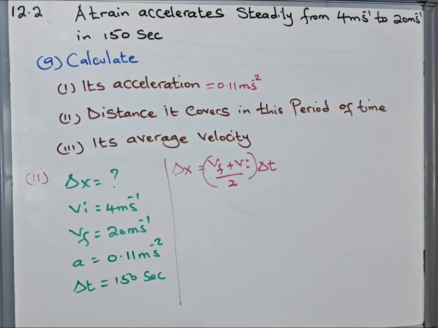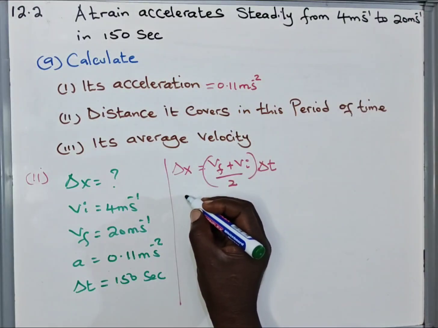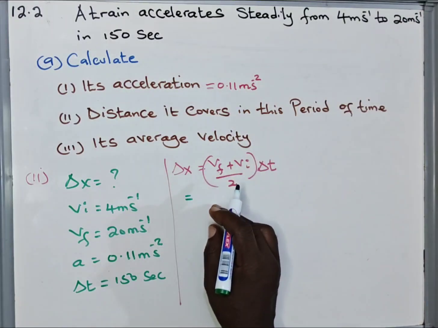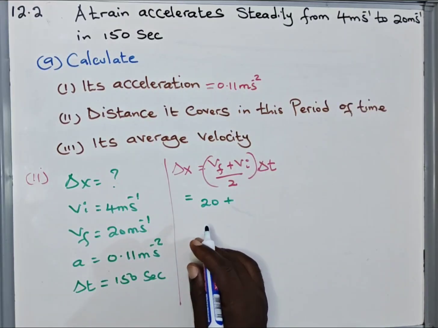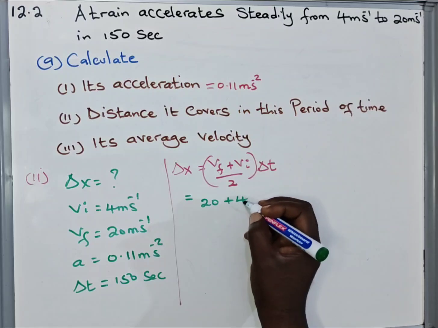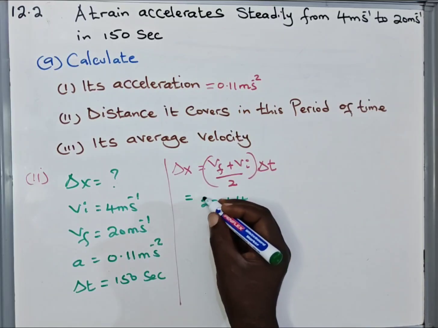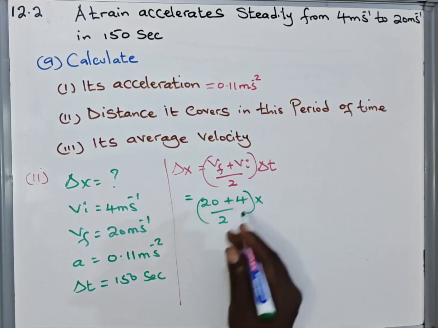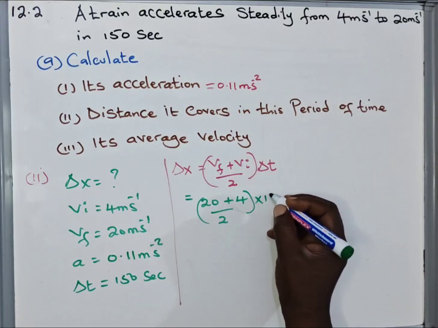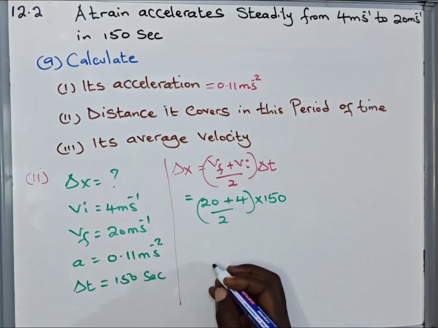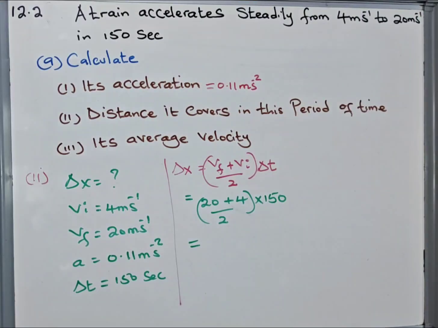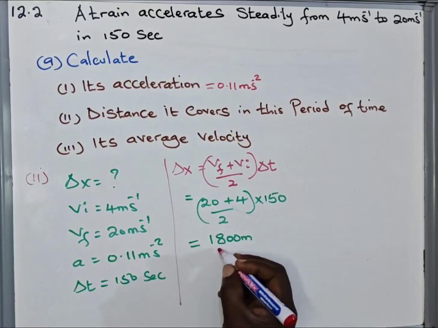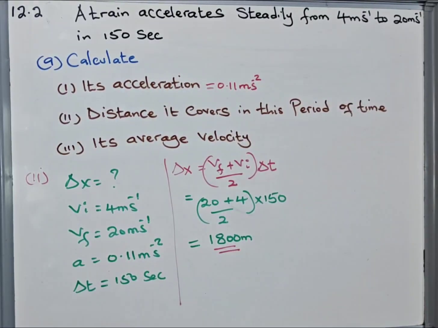If you decide to use this, we have to substitute. What is the final velocity? It is 20. And what is the initial velocity? It is 4. This over 2, and you multiply with time, which is 150. What do we get? Giving us this.